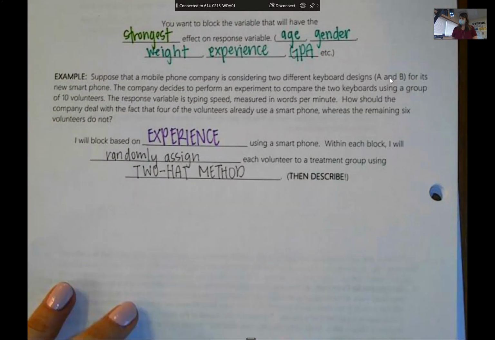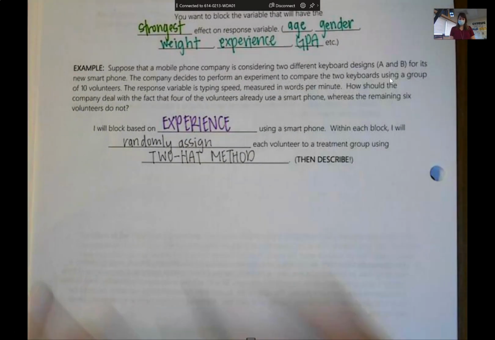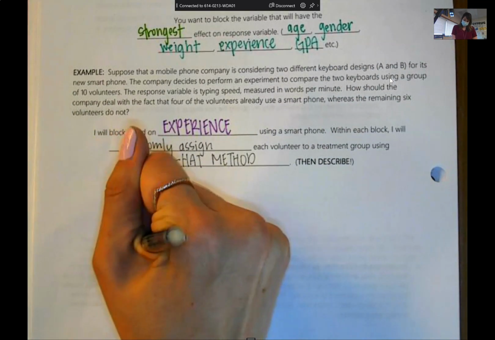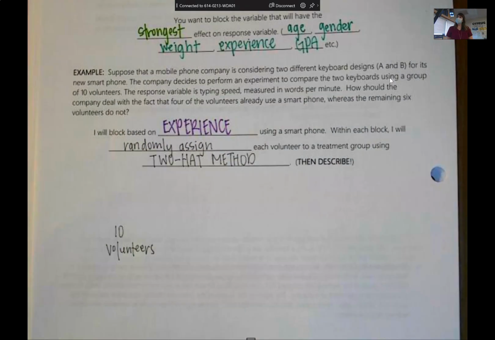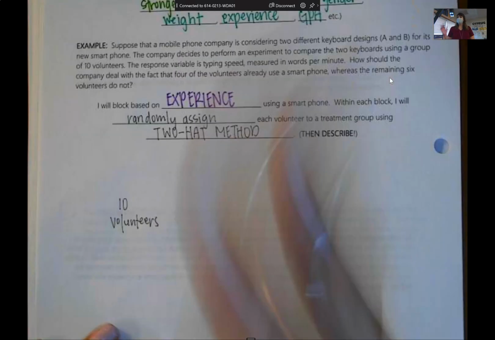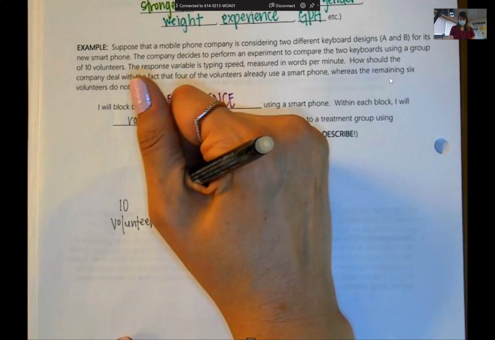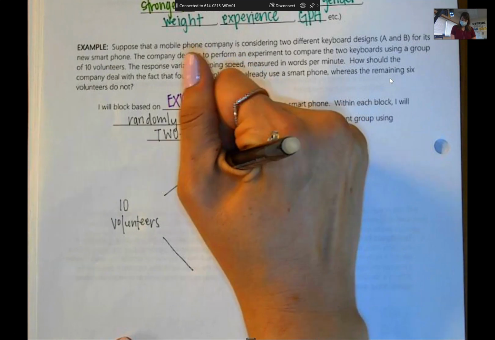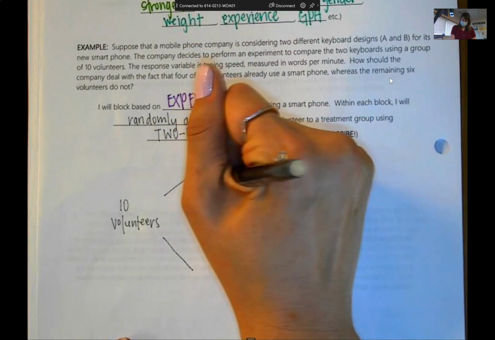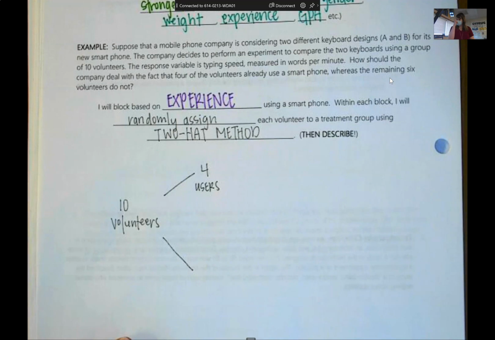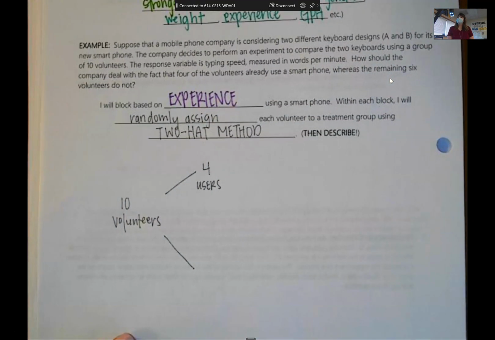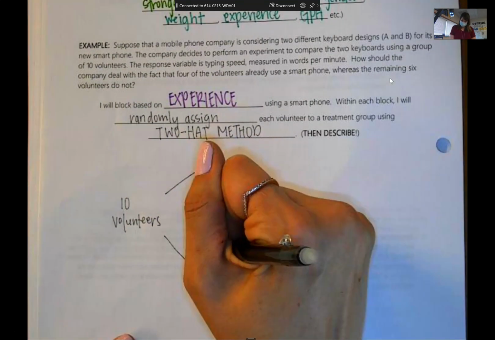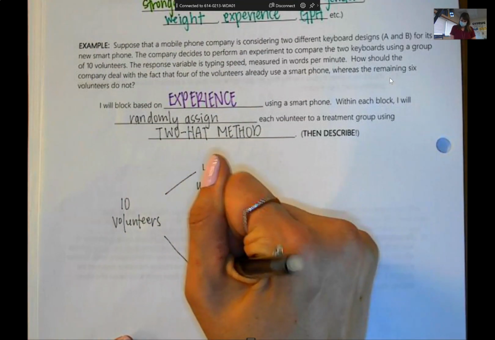So here's what a block design looks like. We're just going to draw a picture of it. We have 10 volunteers, and we need to break those volunteers out into 2 groups. We have a group of 4 users, meaning these people know how to use the smartphone, and we have a group of 6 non-users.